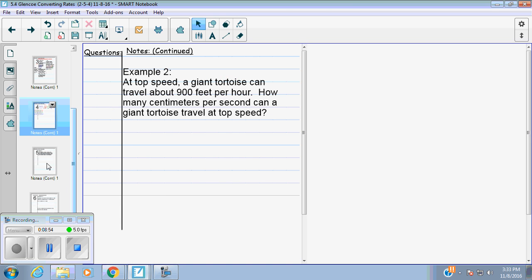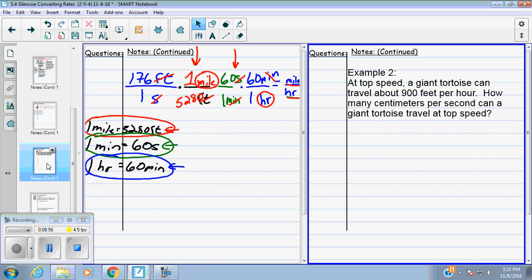So for problem 5 here, if you don't mind, pause the lesson right now and go ahead and copy down what you see. Awesome, welcome back. So we're talking about the giant tortoise's pace. It turns out this giant tortoise can walk 900 feet per hour. That's going to be the starting units we have. We have feet per hour. And I'm going to write that on the far left.